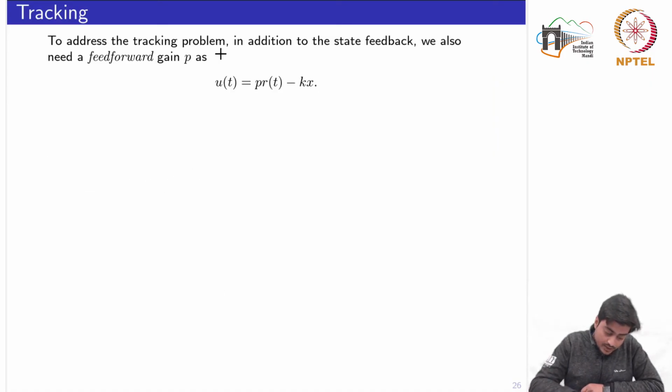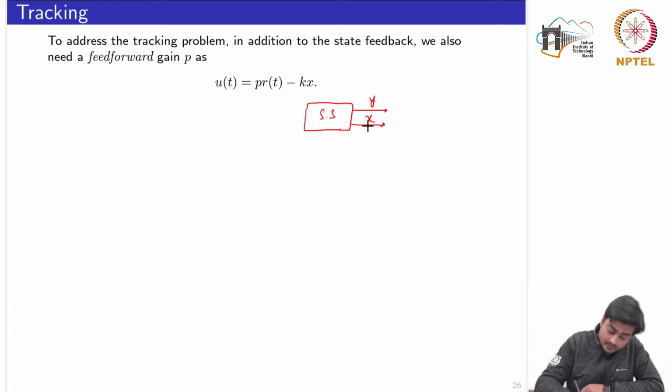So to address the tracking problem, in addition to the state feedback, we also need a feed forward gain P defined by this. So now if you see the structure of the state feedback system, this is the state space system where we have an output, let's say Y, and suppose we also have the measurement of the state, and this is U.